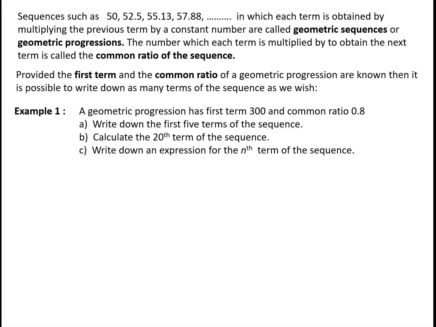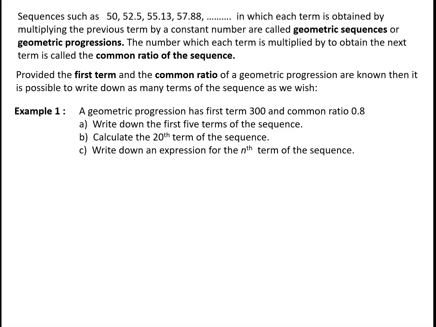The number which each term is multiplied by to obtain the next term is called the common ratio of the sequence. And provided we know the first term and the common ratio of a geometric progression, then it's possible to write down as many terms of the sequence as we wish.